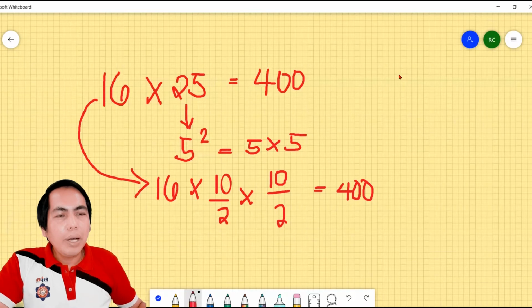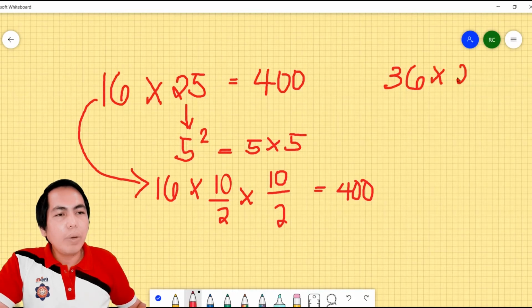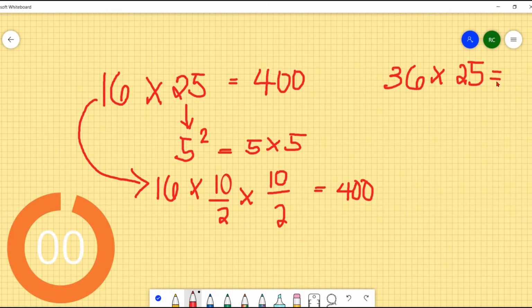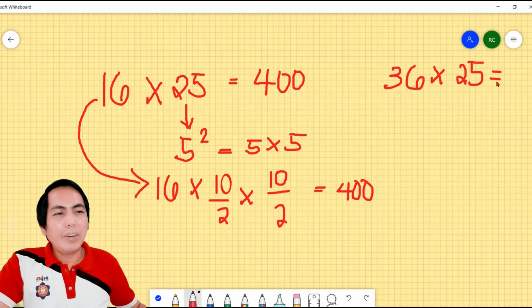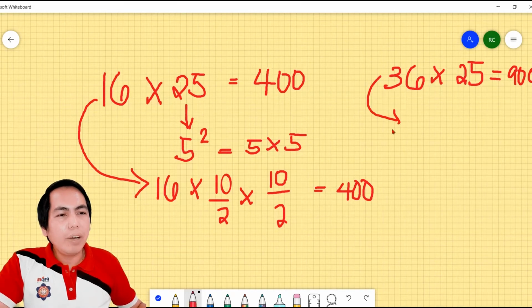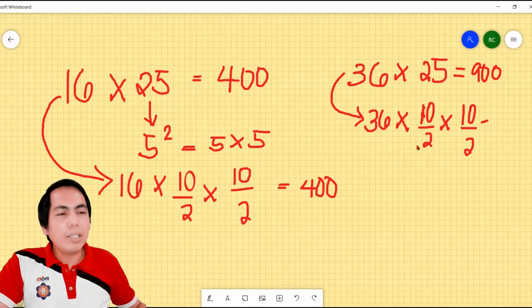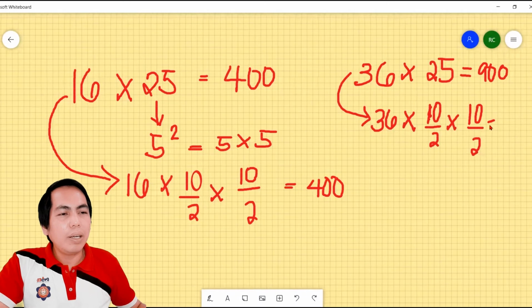Now what if we have 36 times 25? What do you think is the product of 36 and 25? I'll give you 5 seconds. Go! Okay, the correct answer is 900. We will rename 36 times 25 into 36 times 10 over 2 times 10 over 2. 36 divided by 4 is 9. 9 times 100 will give us 900.